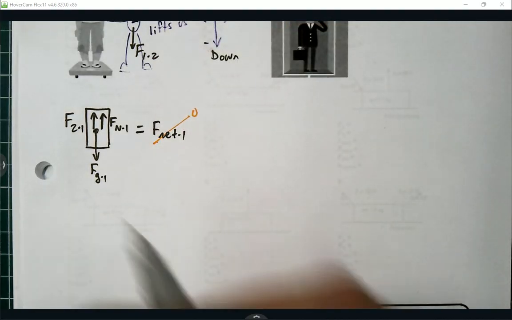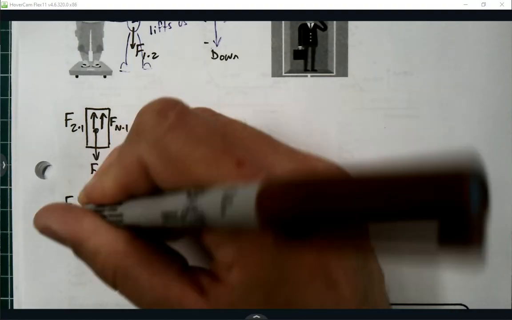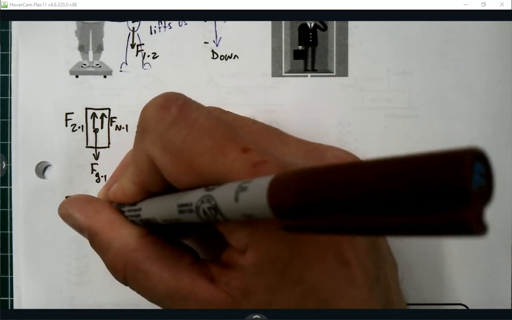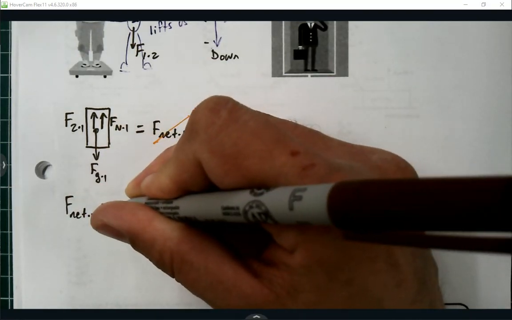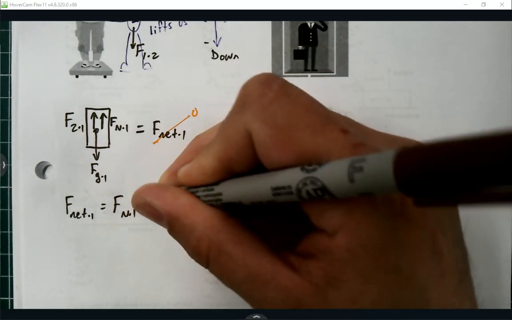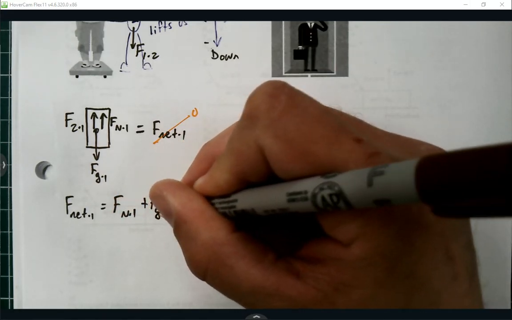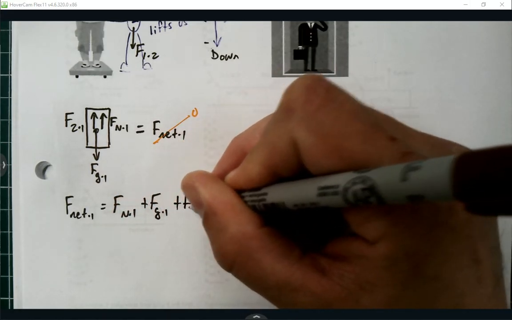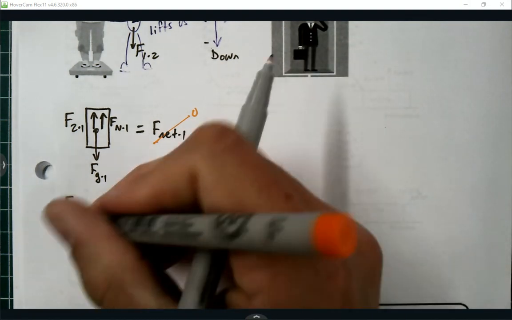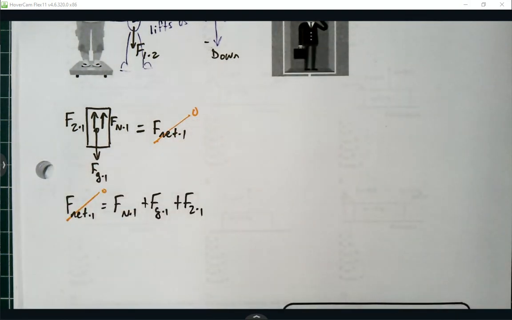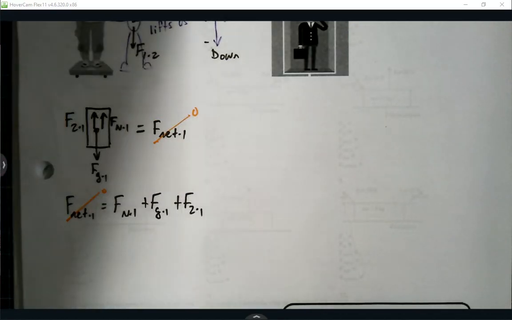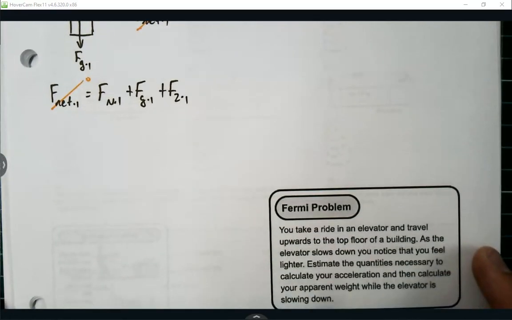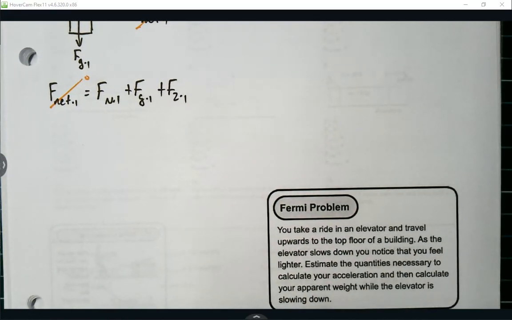And remember, every time we do an FBD, it really is just a visual for how to build an equation. So we have F net on 1 equals force of normal on 1 plus Fg acting on 1 plus force 2 acting on 1. And based on that idea of statics, F net 1 should be equal to 0. Our experience in the bathroom tells us we don't crash through the floor, except in extreme circumstances.